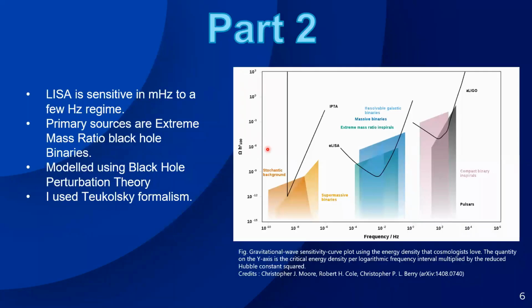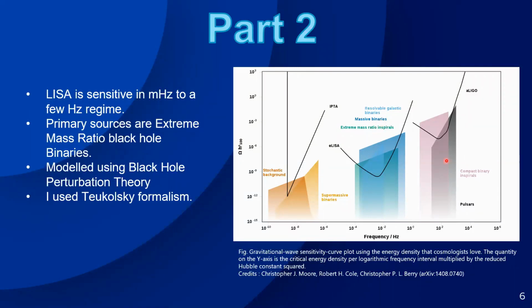So we can now move on to part 2 of our talk. I will be talking about the primary sources of LISA, which are extreme mass ratio inspirals. LISA is sensitive in the range of a few millihertz to a few hertz. In this region, you can see our noise budget lies in the range of extreme mass ratio inspirals, massive binaries, and galactic binaries.